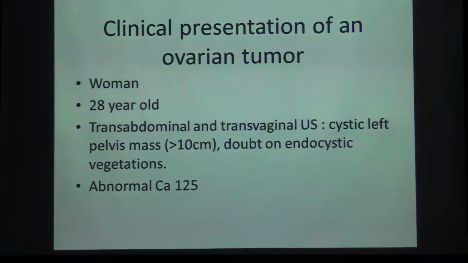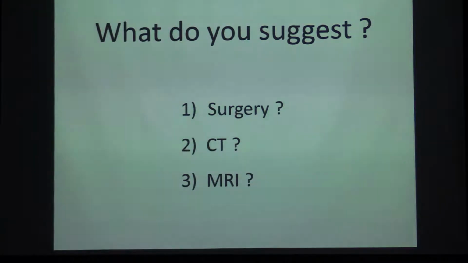I will talk about an ovarian tumor of a 28-year-old woman. Her transabdominal and transvaginal ultrasound shows a cystic left pelvic mass with a doppler-positive endocystic vegetation. The CA125 marker is abnormal. What do you suggest? 1 surgery, 2 CT, or 3 MRI?